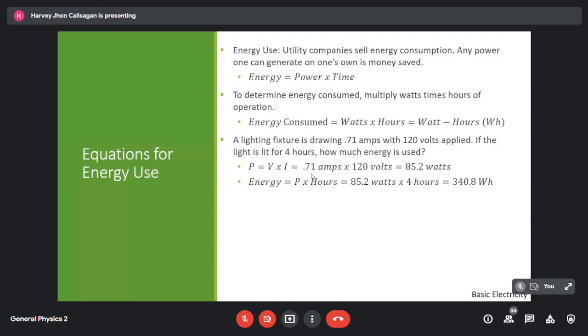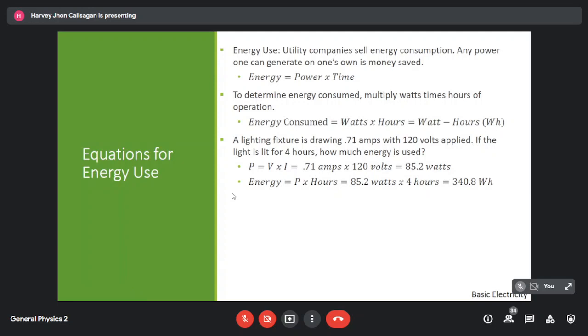you have to do some conversions. You have to convert the year into months, and then simplify the situation. After simplifying the situation, you can get the unit that we're looking for, the kilowatt-hour or the watt-hour, because that is the unit for energy consumption.